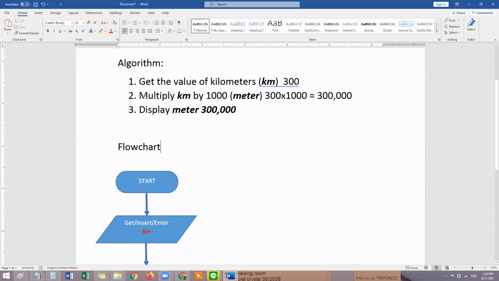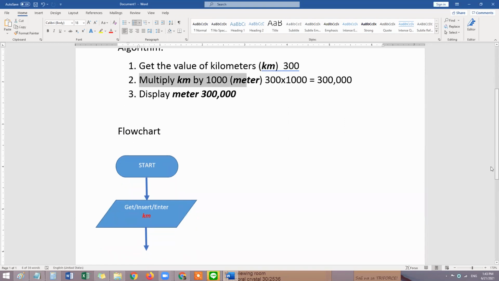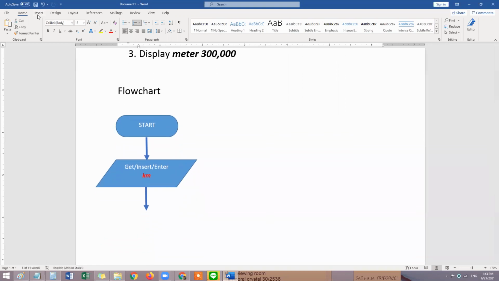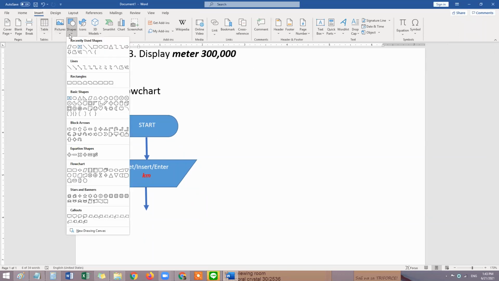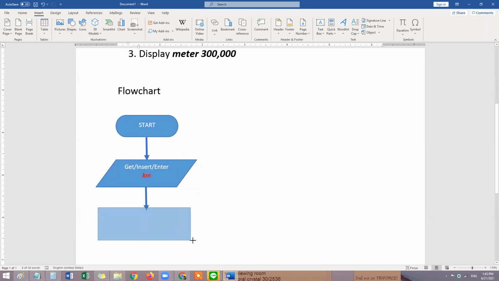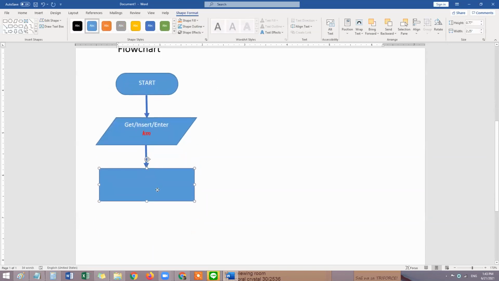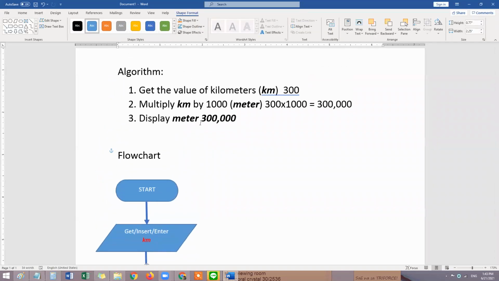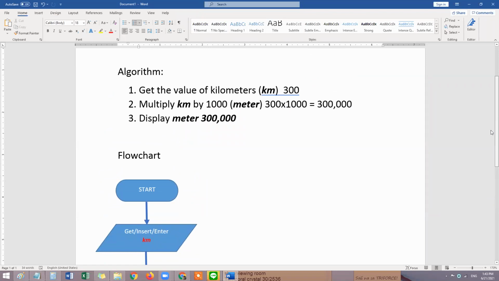So next one, we already have number one. Next is number two. Multiply km by 1,000. And what should be the shape? Insert what shape? Rectangle. Very good. That's a rectangle. So here, put it down. And what should be inside? Look back at number two. Multiply km by 1,000 to get meters.